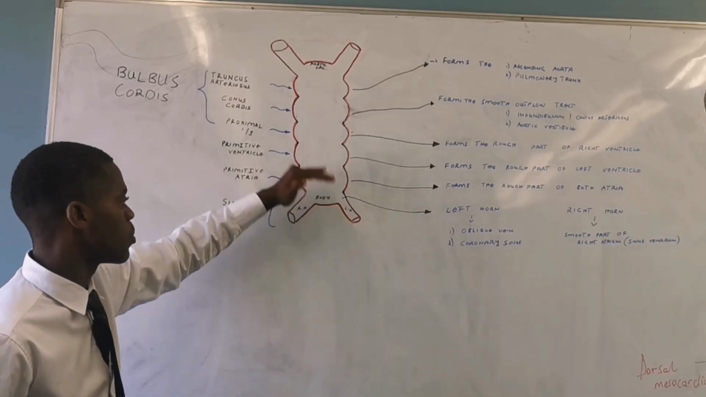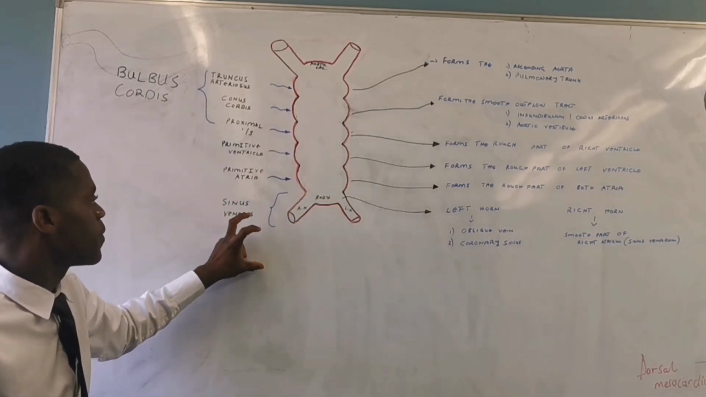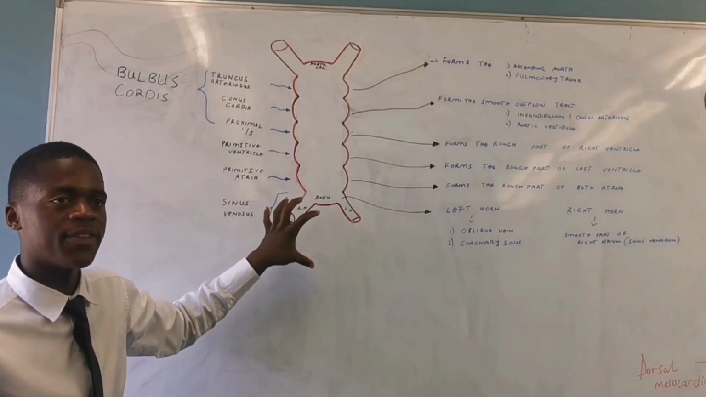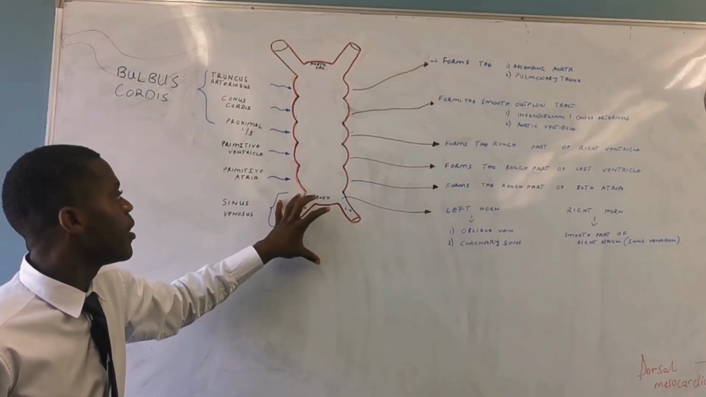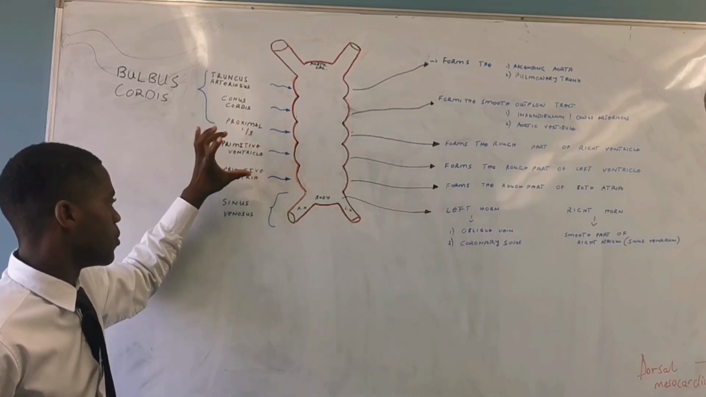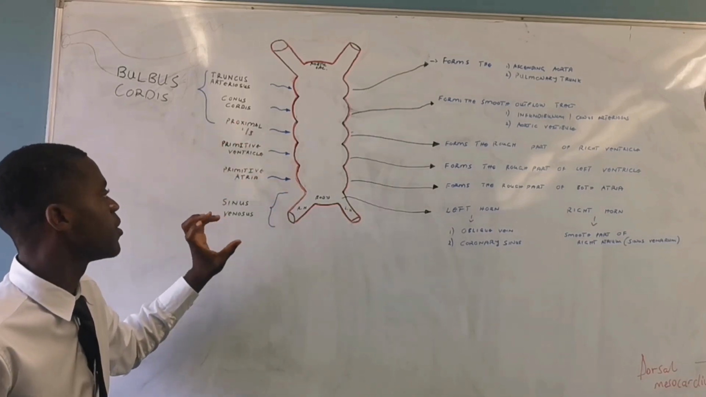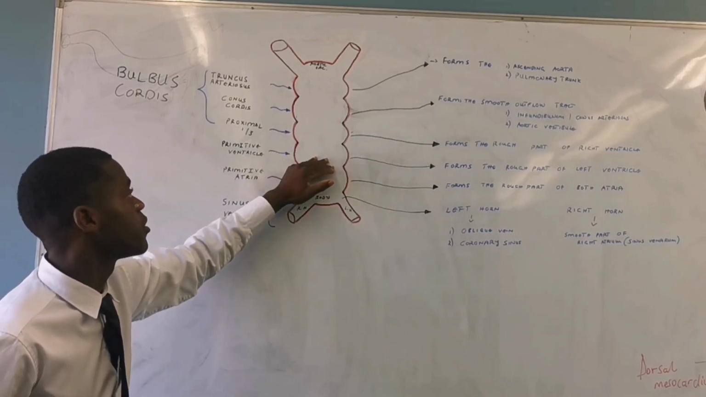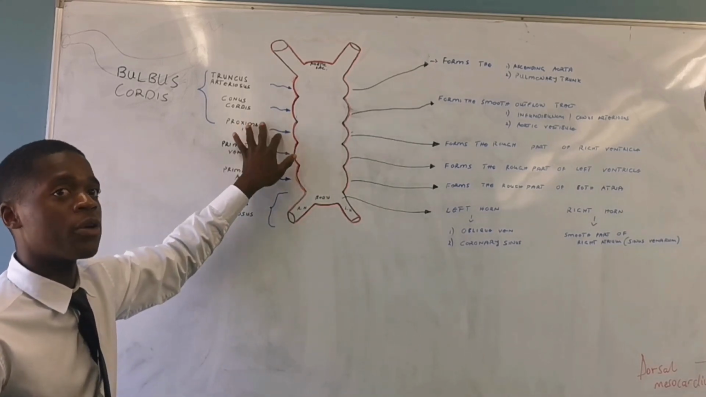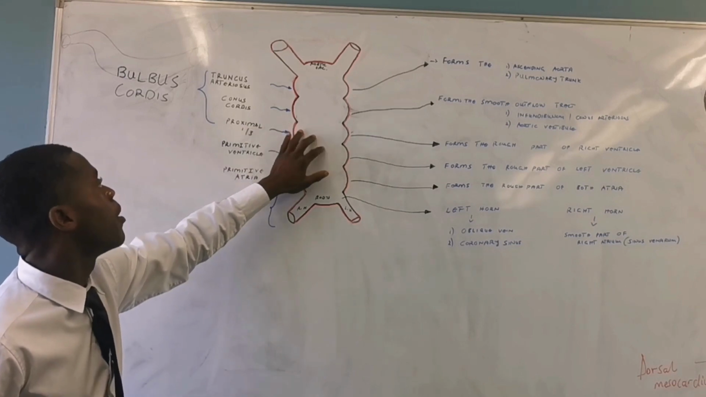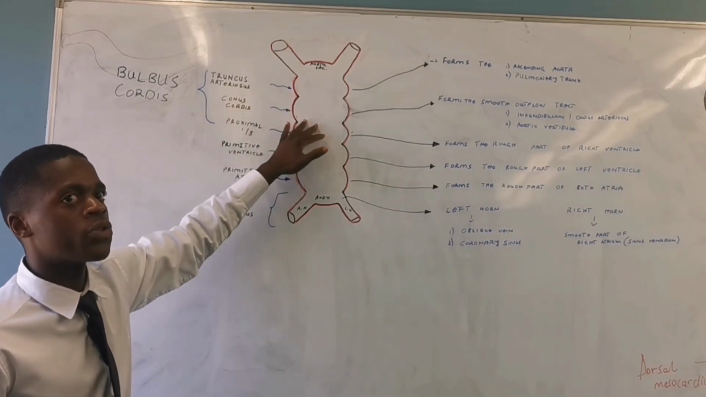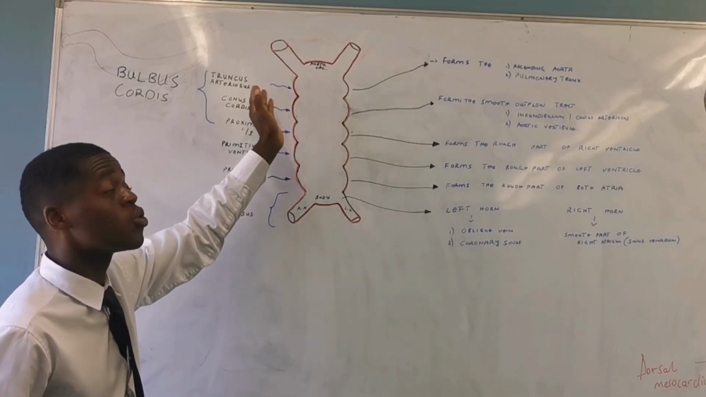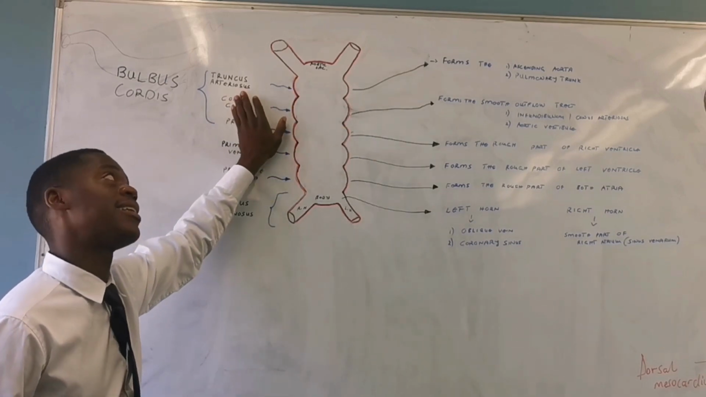So we start from the bottom going up. We refer to the area below as the sinus venosus. Just above the sinus venosus, we have the primitive atria. Above it, we have the primitive ventricle. Above it, we have the proximal third of the bulbus cordis. Above it, we have the conus cordis, which is also the middle third of the bulbus cordis. And we have the distal third of the bulbus cordis, which we also refer to as the truncus arteriosus.